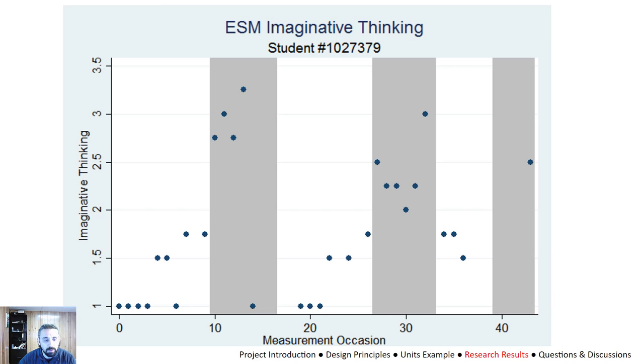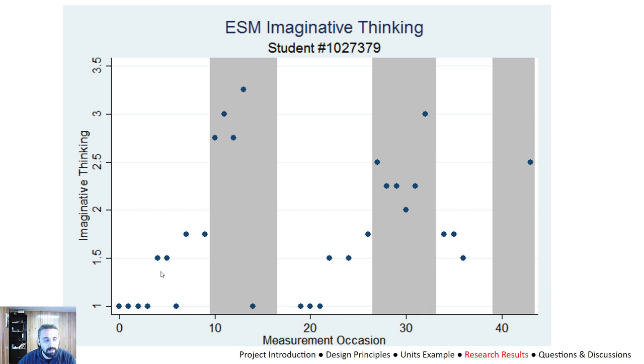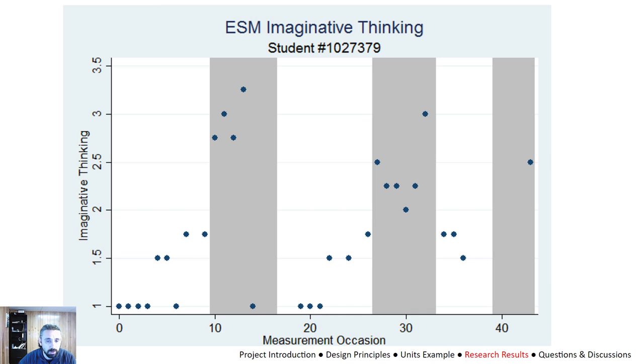To show you an example, this is one student's results reporting on imaginative thinking, namely how much are you using your imagination in your work. The gray highlighted parts are our units, namely our physics units, and the white parts are, for lack of a better word, the regular teacher instruction.